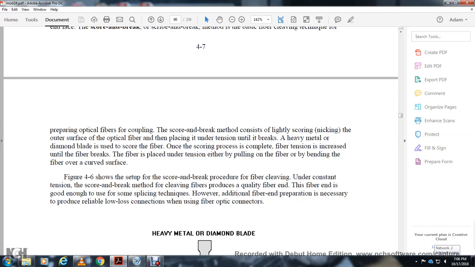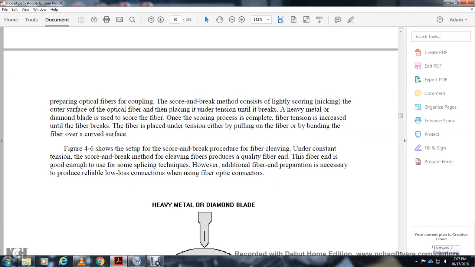Figures 4-6 show the setup of the score-and-break method of fiber cleaving under constant tension. The score-and-break method determines the quality of the fiber end. The fiber end is good enough to use for some splicing techniques. Additional fiber end preparations are necessary to produce a reliable, low-loss connection with the fiber optic connector.